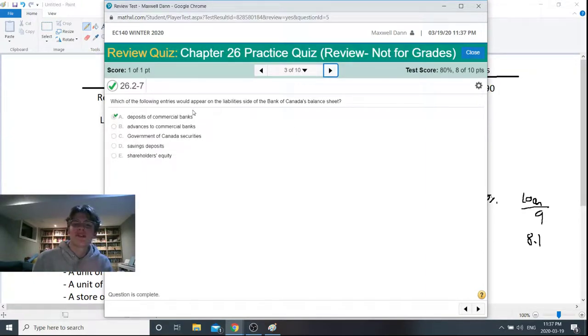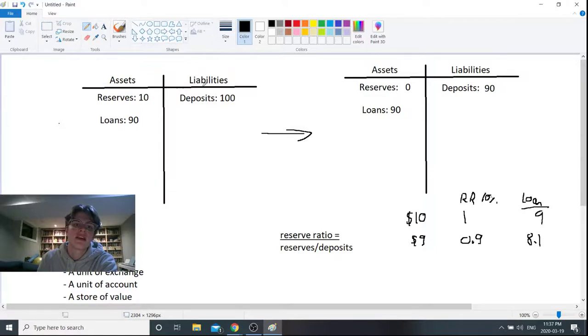Which of the following entries would appear on the liabilities side of the Bank of Canada's balance sheet? So the liabilities: when you deposit money at the bank, you are essentially giving them a loan, kind of, that they have to immediately pay back when you want it. So your deposit is considered a liability for banks, in which they will keep some of it in reserves and some of it in loans. And remember that assets always equal liabilities, right?